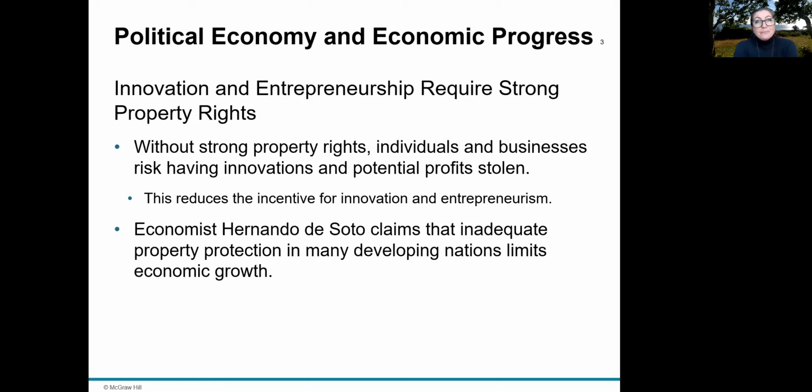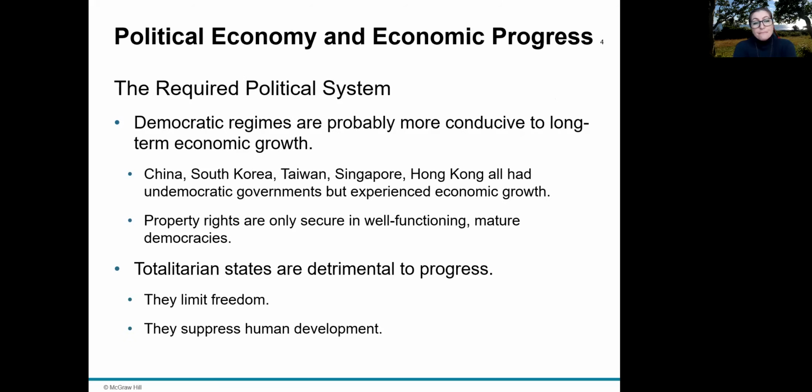So for entrepreneurship and innovation to thrive, a nation state requires strong property rights. Without those strong property rights, individuals and businesses incur higher risk of their innovations and their profits being stolen. So when there's not strong property rights, it reduces the incentive for innovation and entrepreneurialism. Economist Hernando de Soto claims that inadequate property protection in developing nations limits economic growth.